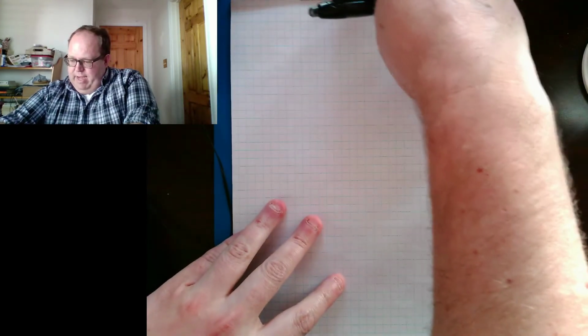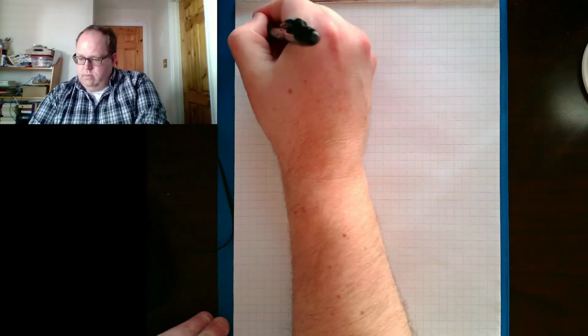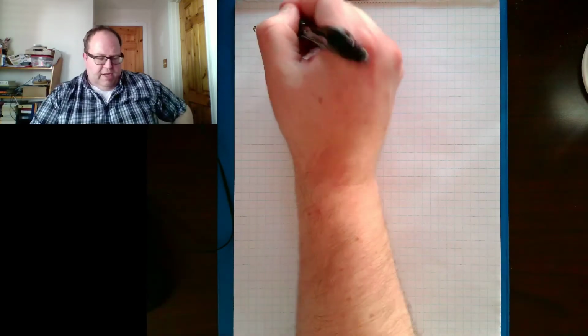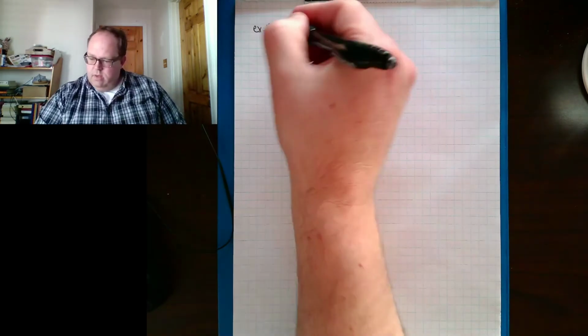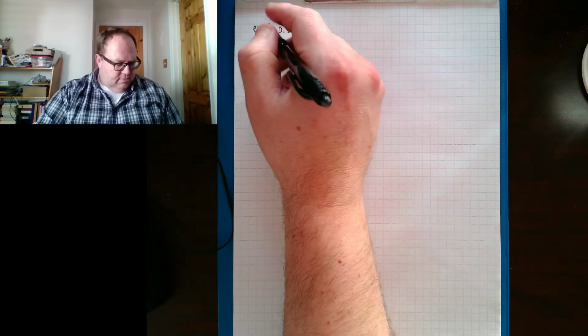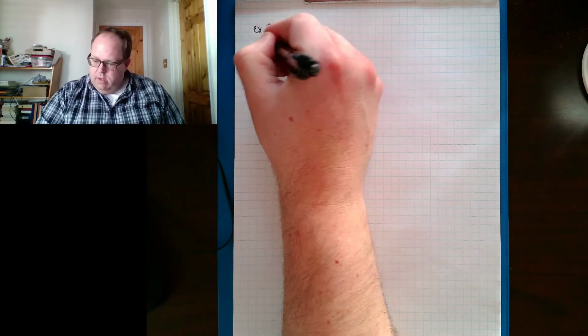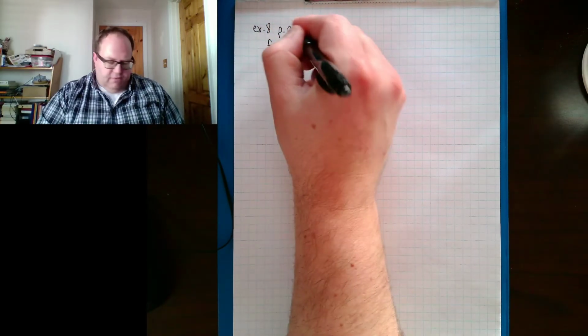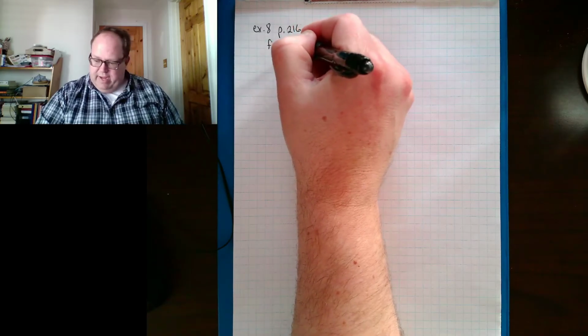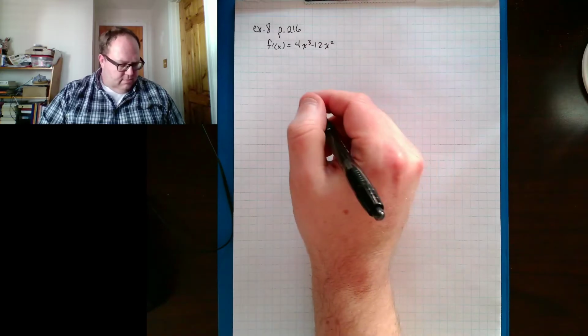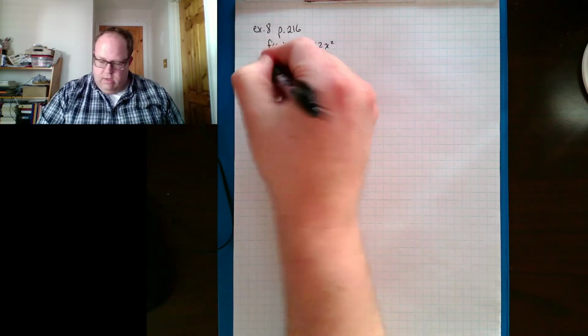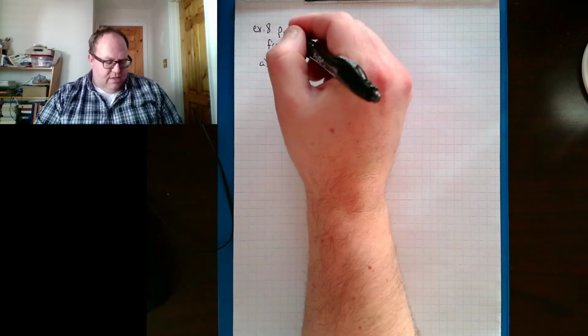In example 8, on page 216, we are told that the first derivative of a function is 4x cubed minus 12x squared. We are to identify where the extrema occur.